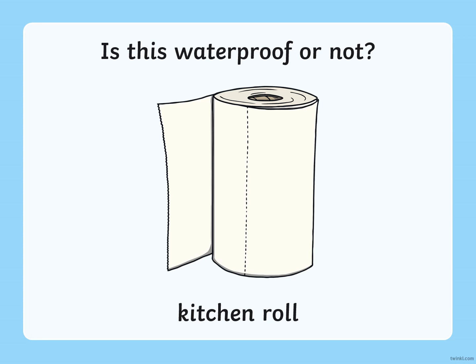Okay, so we can use another word to describe the kitchen roll. We wouldn't describe it as waterproof. We would describe it as absorbent. And again, the reason why we would describe kitchen roll as absorbent is because water gets soaked up by the kitchen roll.